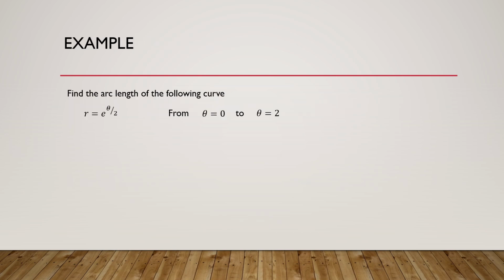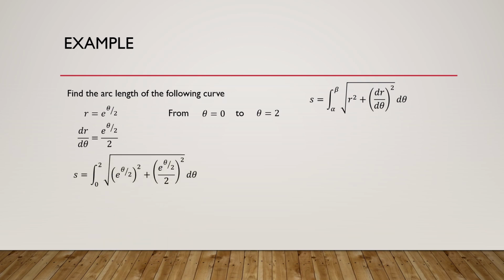As an example, we'll find the arc length of the curve described by the polar equation r equals e to the power of theta over 2 from theta equals 0 to theta equals 2. We start with the equation of the arc length. dr d theta is e to the power of theta over 2 over 2. Therefore, s equals the integral from 0 to 2 of the square root of e to the theta over 2 squared plus e to the theta over 2 over 2 squared d theta.